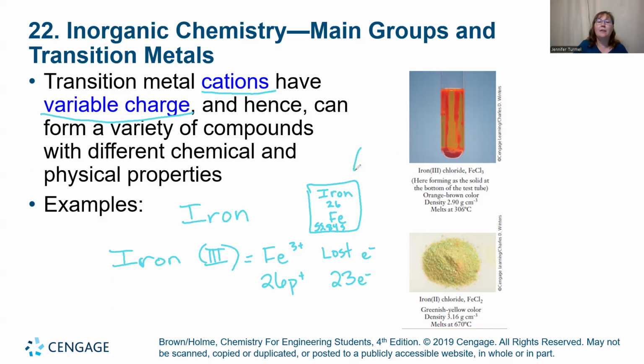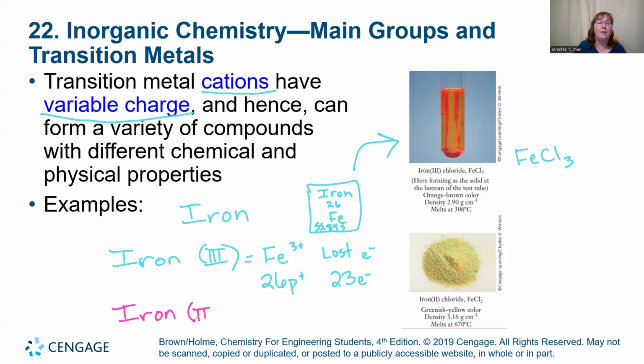And this up here is an example of an iron 3 chloride, FeCl3. And it's this orange brown color, it's very distinct. Okay. And so now, though, you can also form iron 2 with iron.